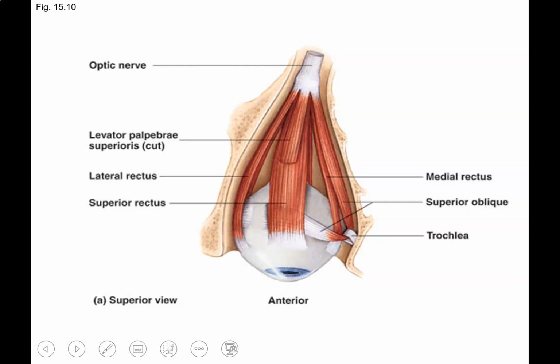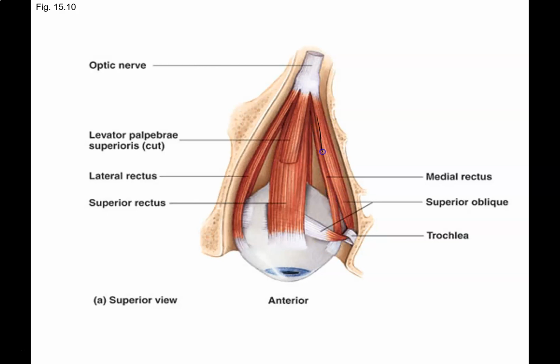You can see these same muscles when you look at the eye from above in superior view. You have the superior rectus. Right? You have the medial rectus, which we couldn't see in the earlier diagram. You have the lateral rectus. We can't really see the inferior rectus here, but what we can make out is we can see how the superior oblique comes up.